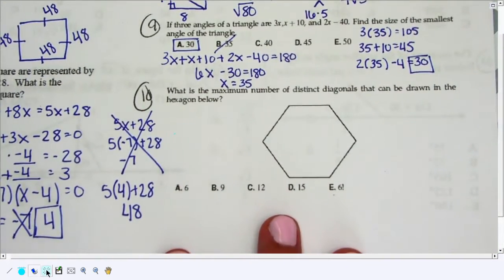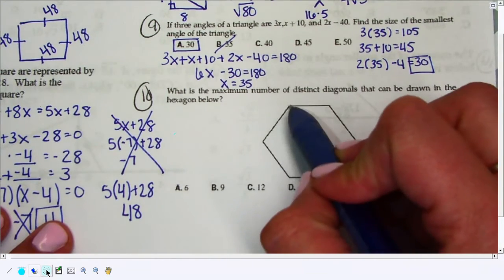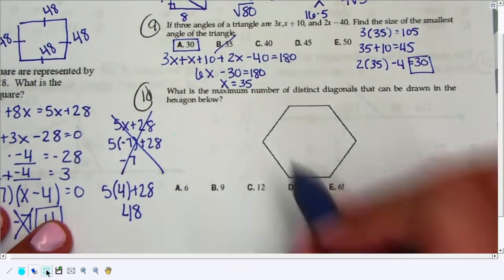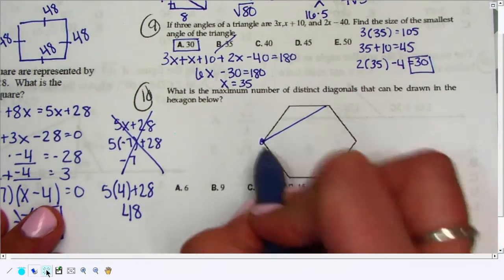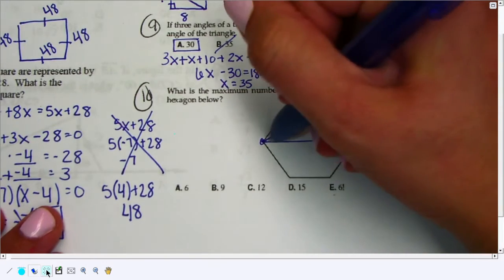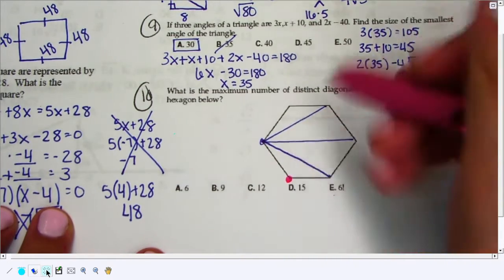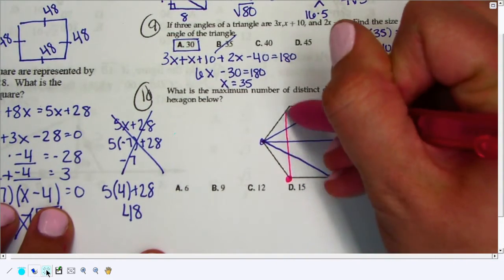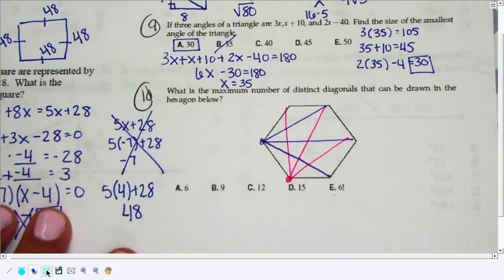Okay, what is the maximum number of diagonals that can be drawn below? So the way that you do this is you just count. A diagonal goes from one vertex to another, but it does not count as a side. So if I start here, I'm going to have 1, 2, 3. Distinct means that it will not repeat. So when I go down here, I'm going to go 3, that's 4, 5, 6.